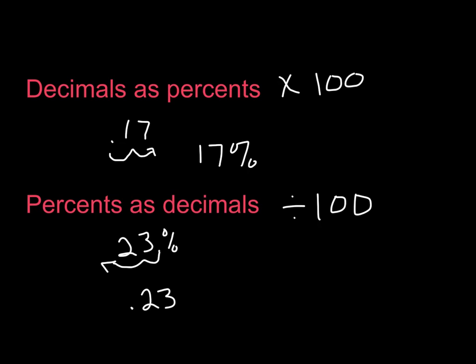Now, here's maybe a way that might help you remember it. If you think of this one, percents to decimals, decimals divide. The D's are right next to each other. So if that helps you, you can do that. And then the other, decimals to percents would be multiply, percents to decimals divide. The D's are right next to each other.